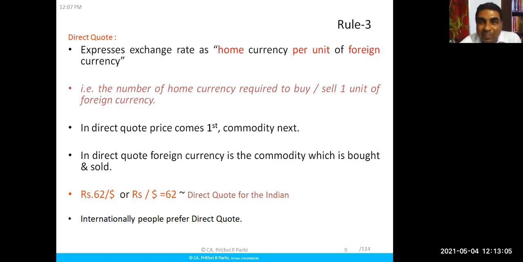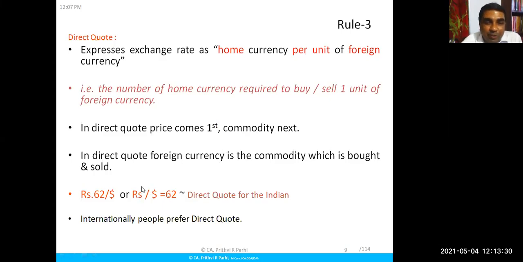If home currency is involved and the quote expresses how much of home currency per unit of foreign currency, I can say that is my direct quote. Or you can say the number of home currency required to buy or sell 1 unit of foreign currency is the direct quote. In direct quote, price comes first and commodity next.